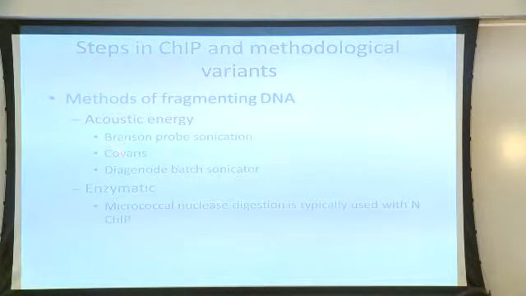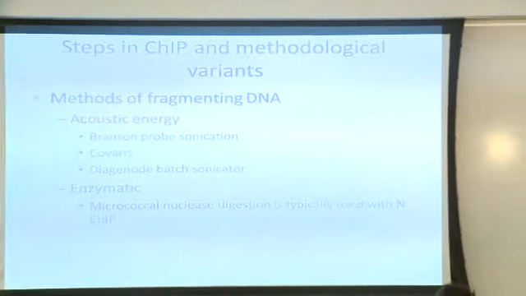Enzymatic fractionation has also been done using micrococcal nuclease, and this is typically used in the case of N-ChIP, but not in the case of X-ChIP. Because it wouldn't work? I mean, why wouldn't micrococcal nuclease work with cross-linked DNA? I'm not sure. Does anybody know? Okay. I mean, it's not that the enzyme is denatured, because you add the enzyme later.